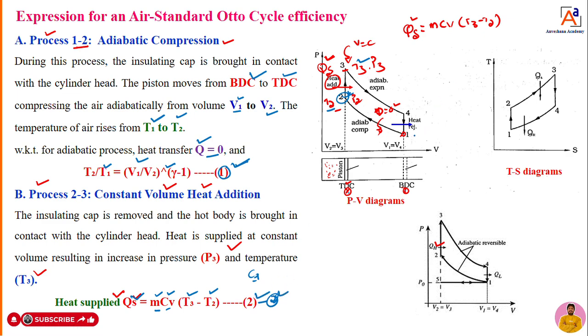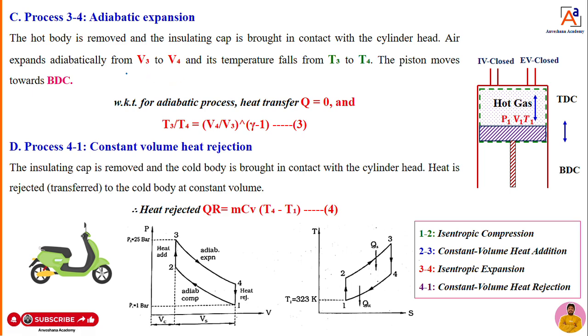Now what have we done here? The air fuel mixture is compressed from 1 to 2. Then for that compressed air fuel mixture, you supplied heat from point 2 to 3. This is done now, the second process is done. Now I will move towards the third process. What is the third process? That you can see here now, dear students.